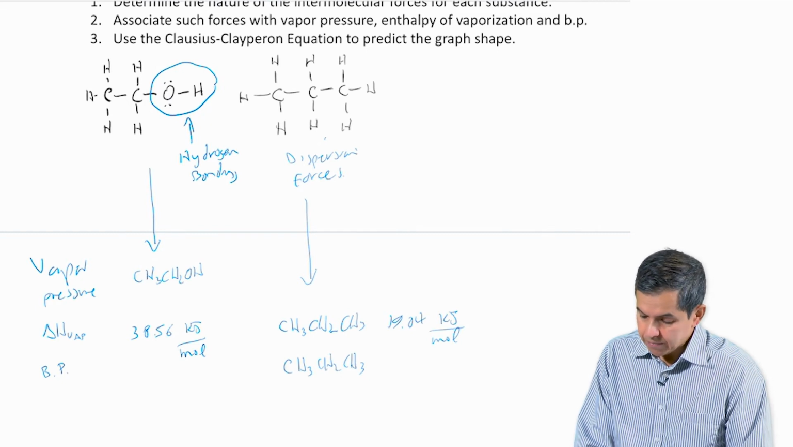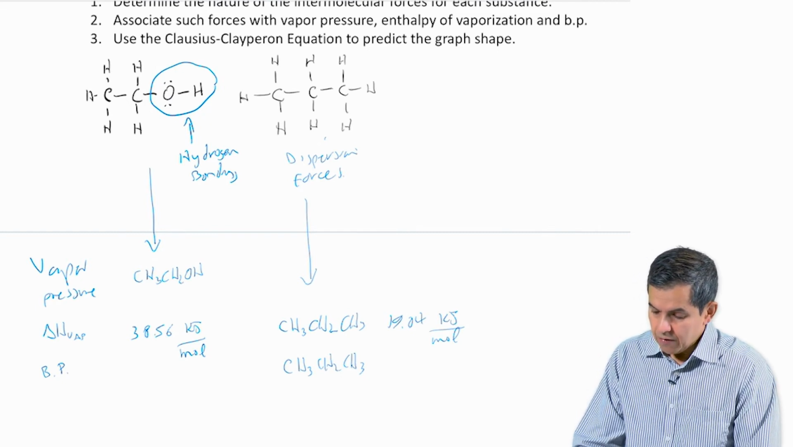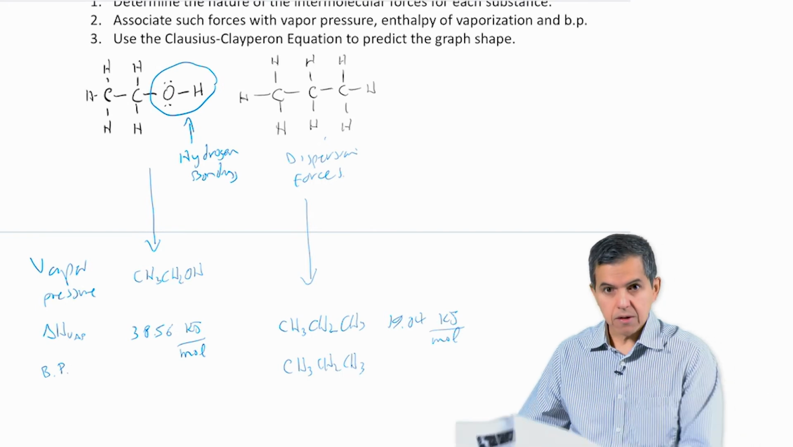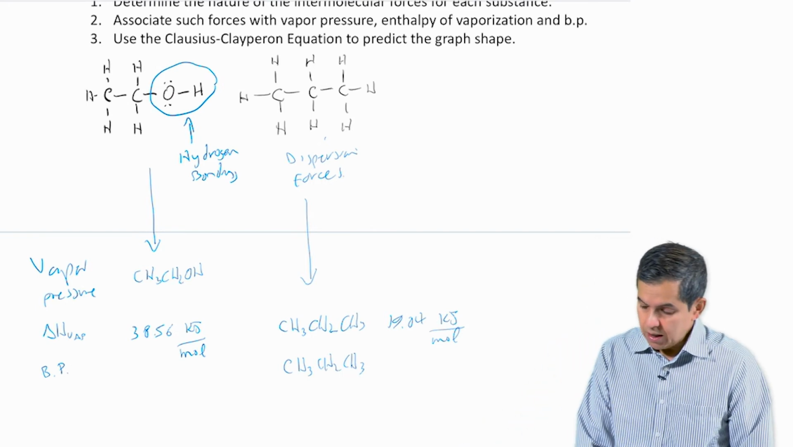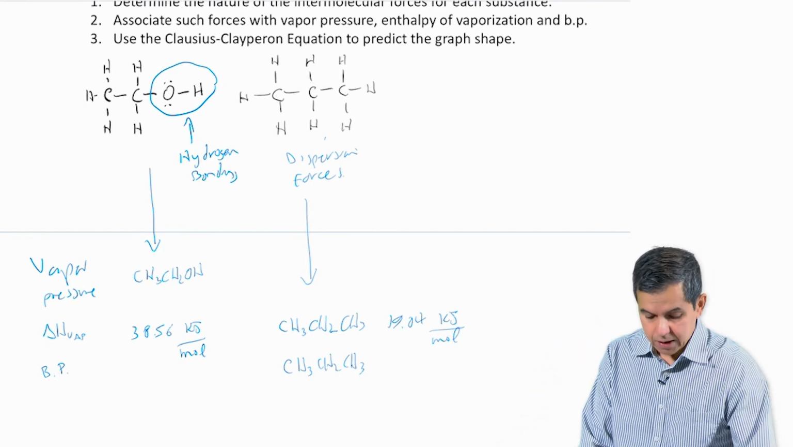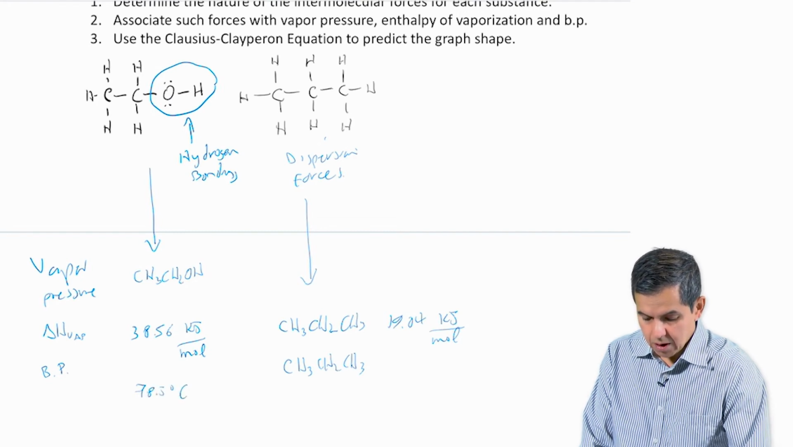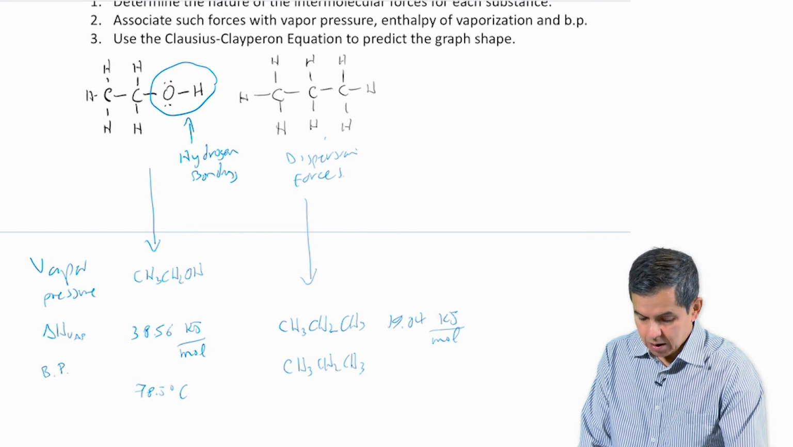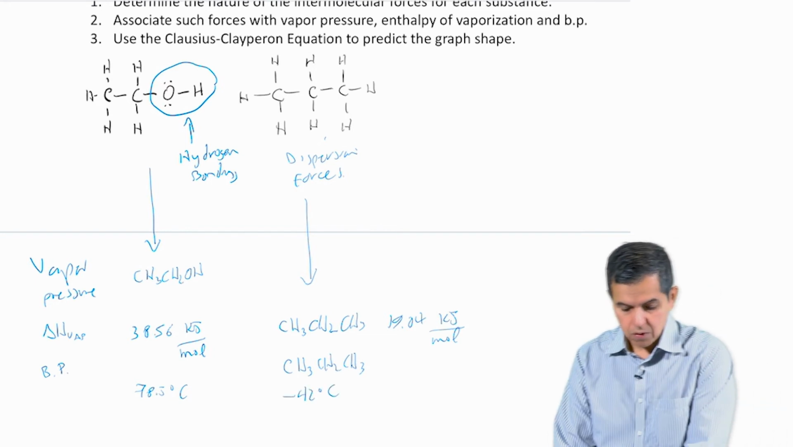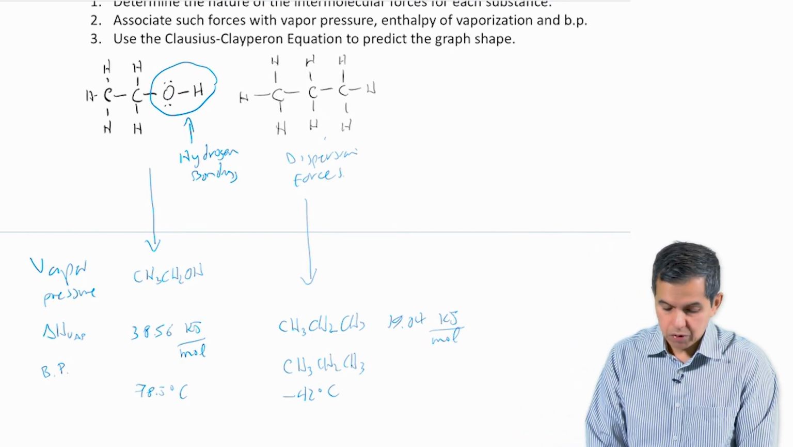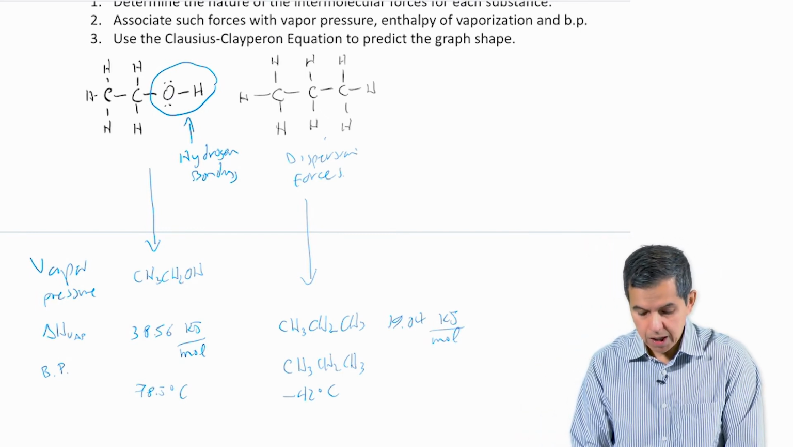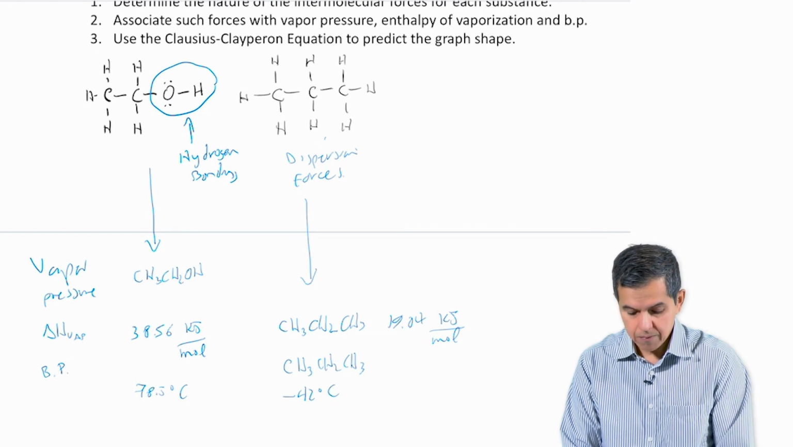And for boiling point, if we consider the boiling point of these two substances, we see that for ethanol it is 78.5 degrees Celsius, while for n-propane it is minus 42 degrees Celsius. Consistent with what we were saying, the lower boiling point is for n-propane, which is right here.